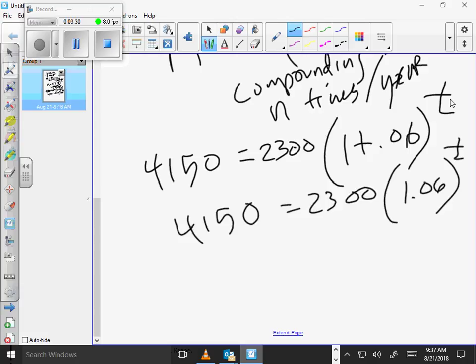Do you need me to go further? Okay. Any other questions? Yes, ma'am. 23. 23 says the half-life of phosphorus 32 is 14 days. Oh, okay. Okay, you said, I'm sorry, which one? 23.